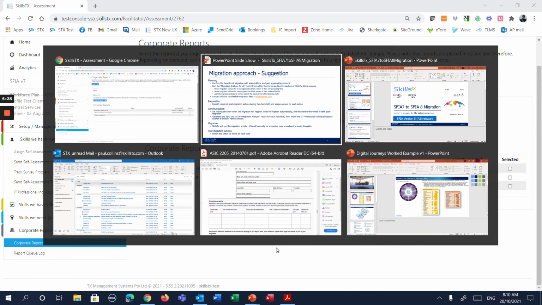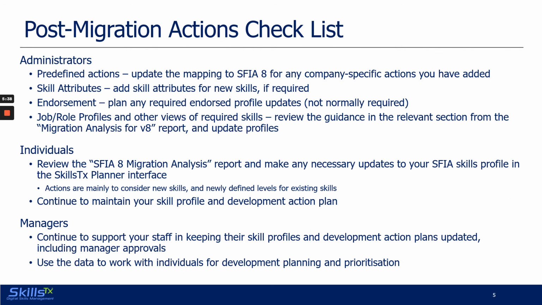Okay, so back over into the slides. Let's carry on through these. Some of the things you may want to take into account: we'll migrate everything that's within your instance, but if you're using predefined actions from other companies, you'll maybe need to switch that on and assign that company so you're picking up the new version 8 skill mappings. From individuals' point of view, they can use that analysis so that they can log in and make their own choices.